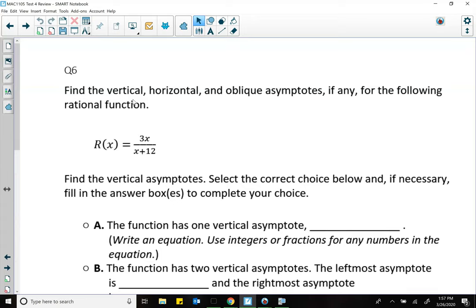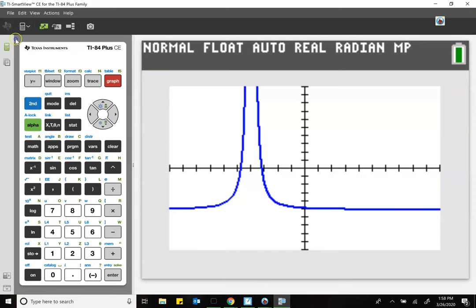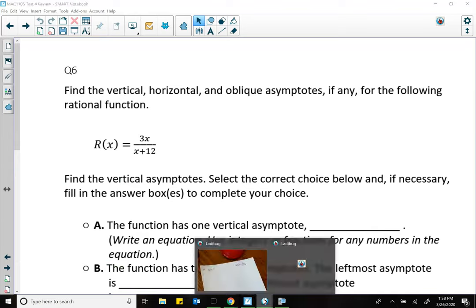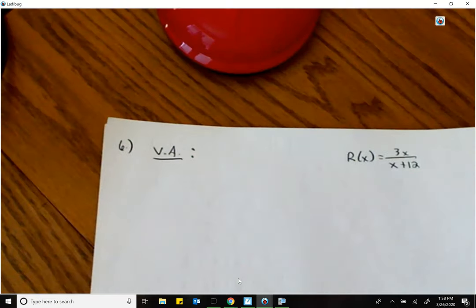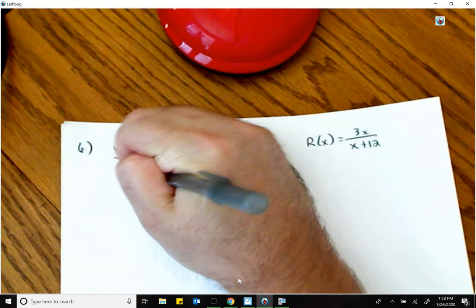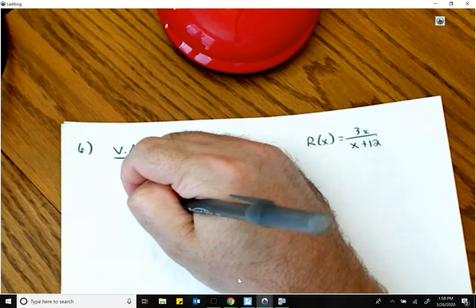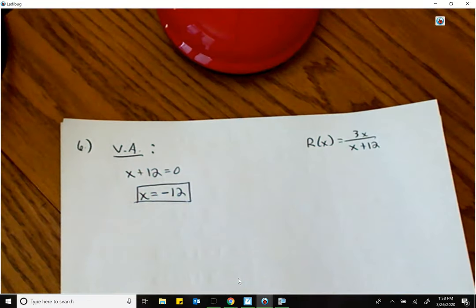So are there any horizontal, oblique, or vertical asymptotes? So again, vertical asymptote, we know how to find that. All we're going to do is set the denominator equal to 0. Let me write down our function, r of x equals 3x over x plus 12. So the good thing is we don't have to do half as much work as what we just did a second ago. Okay? So we're going to take our denominator, set it equal to 0. So x plus 12 equals 0. Subtract 12 from both sides. We find out that there is a vertical asymptote, and it's x equals negative 12.